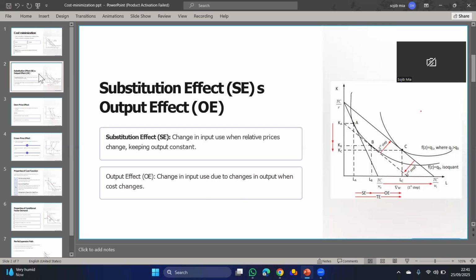Output effect. The output effect shows how input use changes when the farm adjusts its output due to cost changes. For example, if the price of flour falls, the bakery can produce more bread at lower cost. As a result, it may hire more workers and buy more machines.